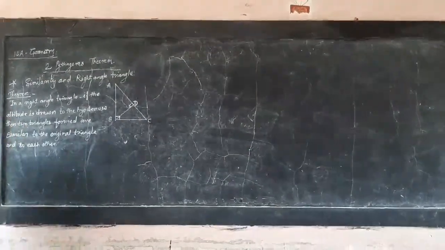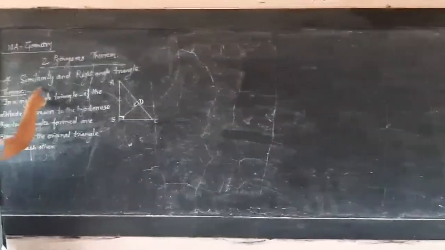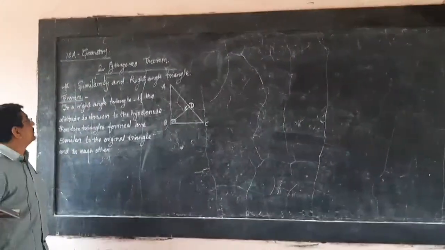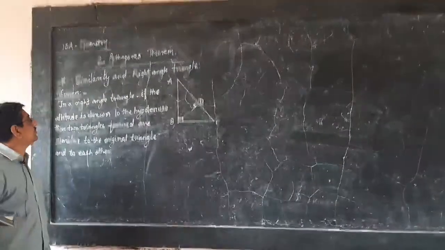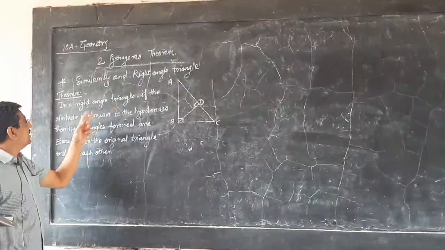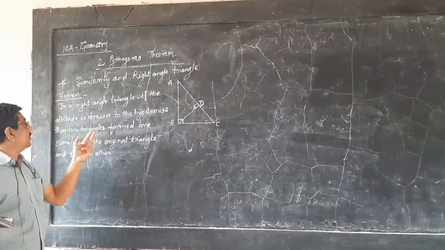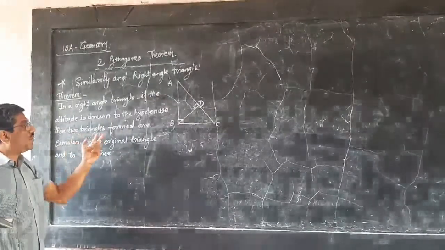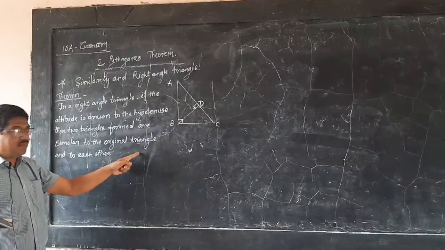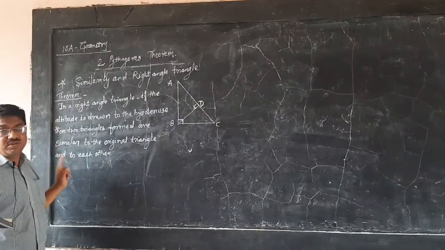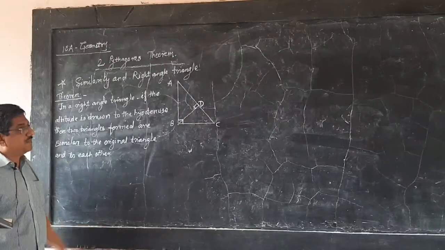Now we have to study the similarity in right angle triangles. In your textbook they have given the first theorem there. In a right angle triangle, if the altitude is drawn to the hypotenuse, then the two triangles formed are similar to the original triangle and they are also similar to each other.